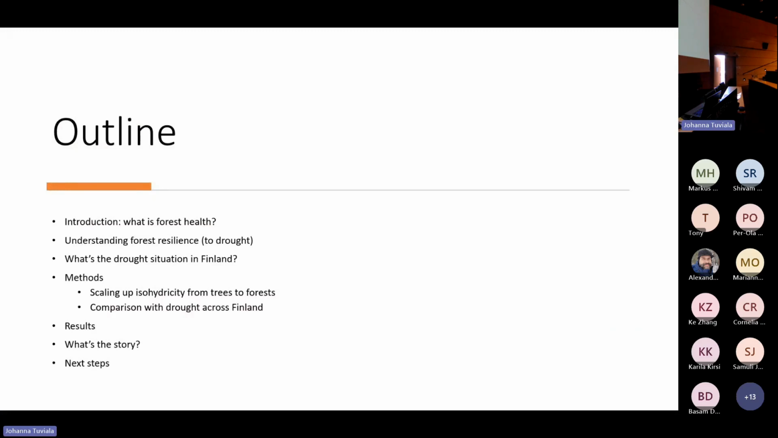I'm going to start by introducing what forest health is. Then I'll talk about different ways of understanding forest resilience to drought, and what the drought situation in Finland is. Then I'll introduce methods, talking about isohydricity and how we can scale that from trees to forests, and compare that with drought in Finland. Then some results. At the end, maybe I have more questions than answers, but I'd like to hear from you.